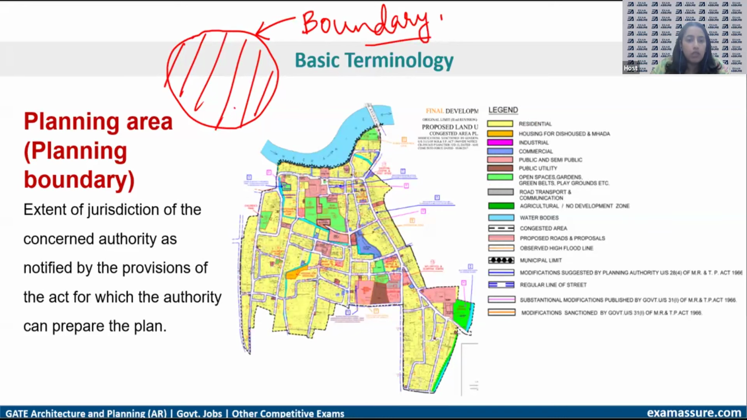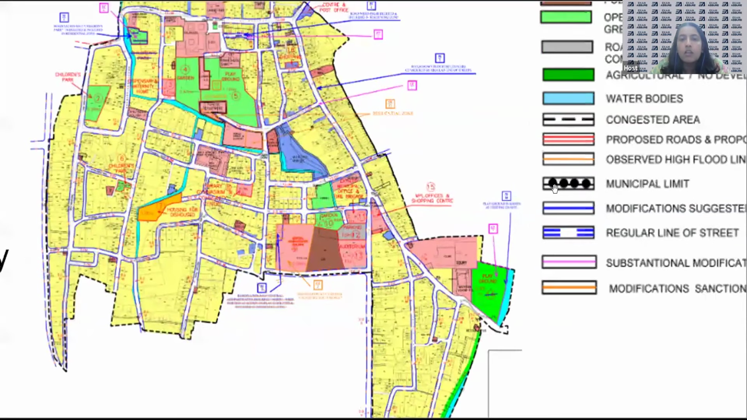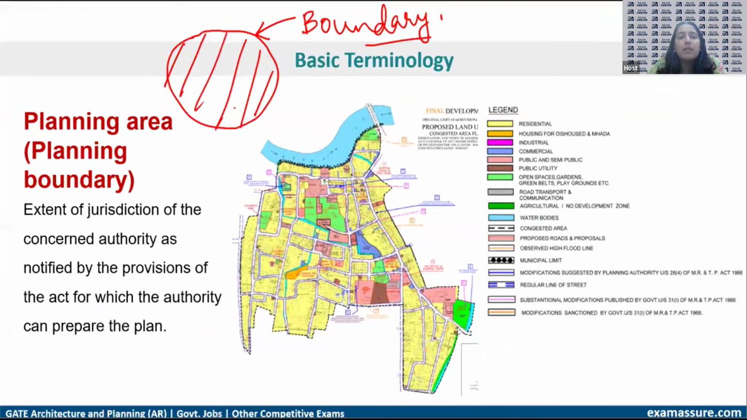Now if you again look at this legend, you see this black dotted dash line called the municipal limit, which is completely marked here. Look at the cursor that is moving. It is marked here as the municipal limit. So for this master plan that you see on screen, the municipal limit is my planning area or planning boundary in this case. The extent of the jurisdiction of that particular authority is shown.